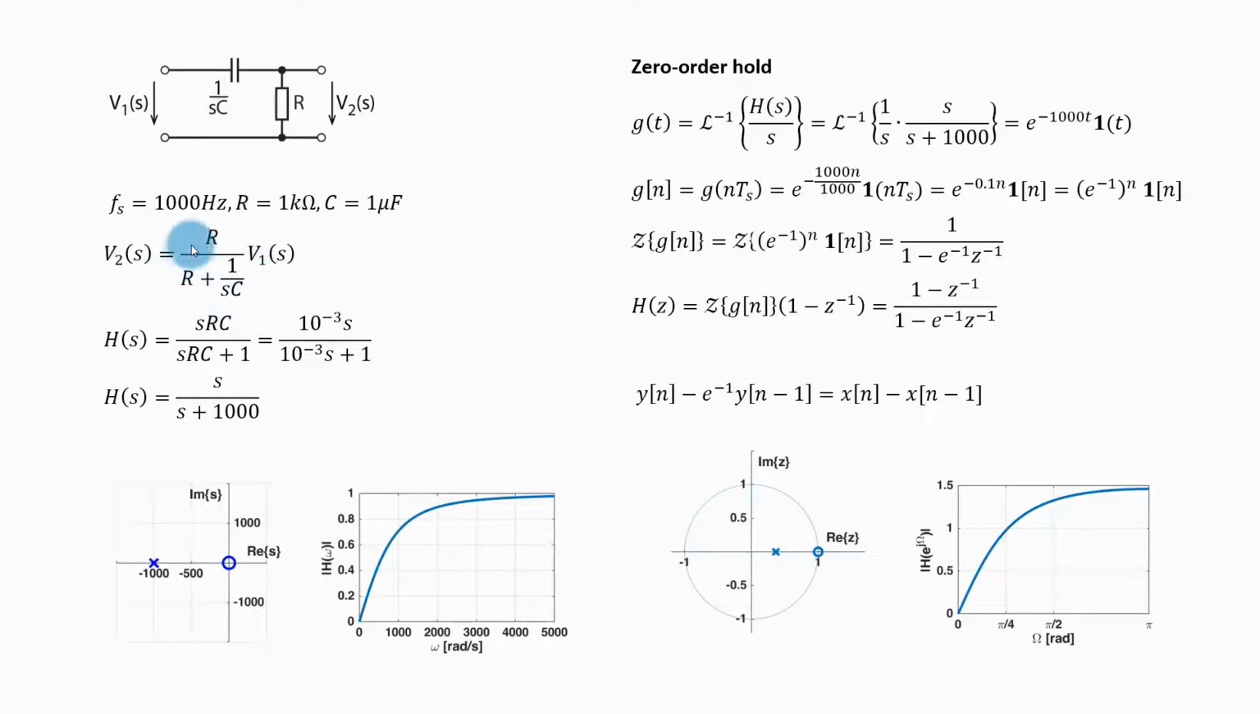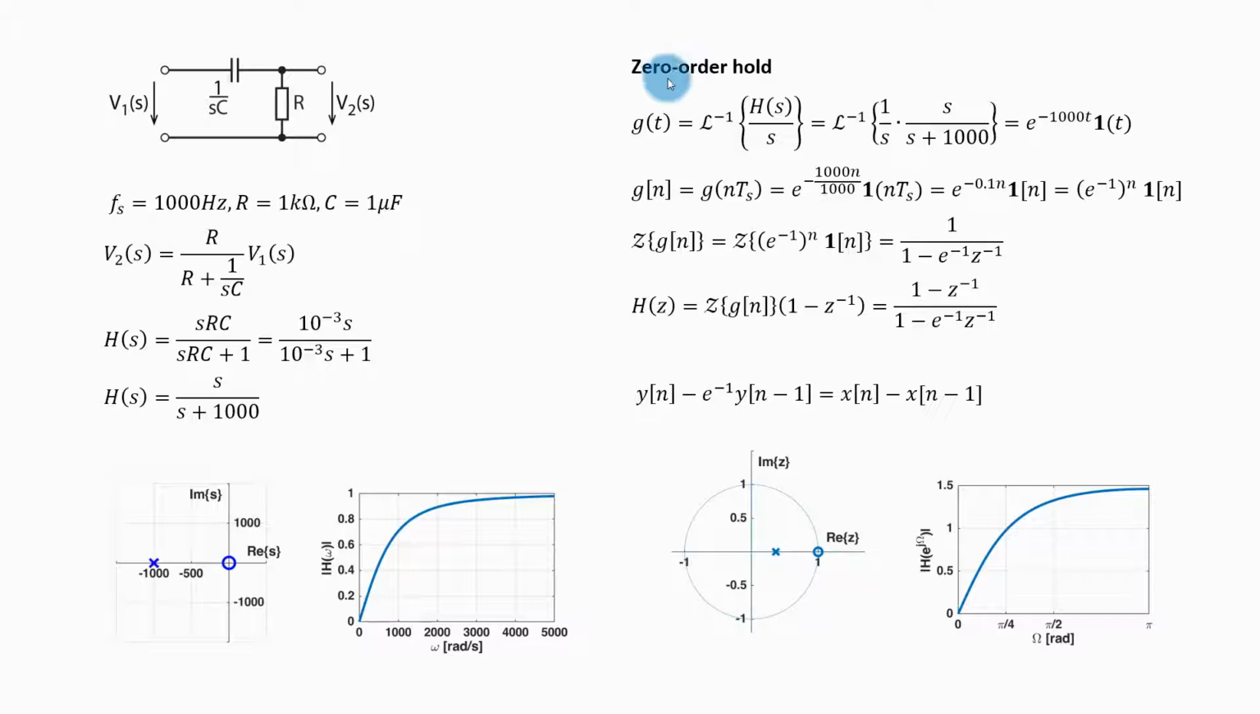Here I can multiply both the numerator and the denominator by S times C, which will result in this. In this expression, I can substitute these specific values, which will give me this. This I can also write in this form. So this expression is the transfer function of this continuous time system. This transfer function has this zero and this pole, and the system has this frequency characteristic.